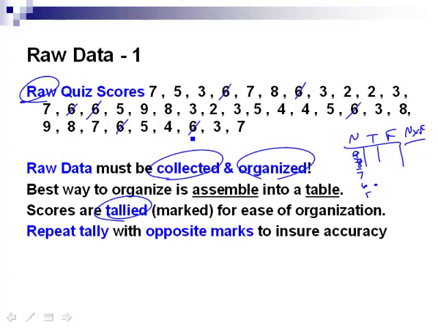All right, now let's go backwards and repeat the tally using an opposite mark to make sure we have found all the sixes. So we're going backwards now. All right, 1, 2, 3, 4, 5, 6, 7. So we have 7 sixes, and that's our tally.